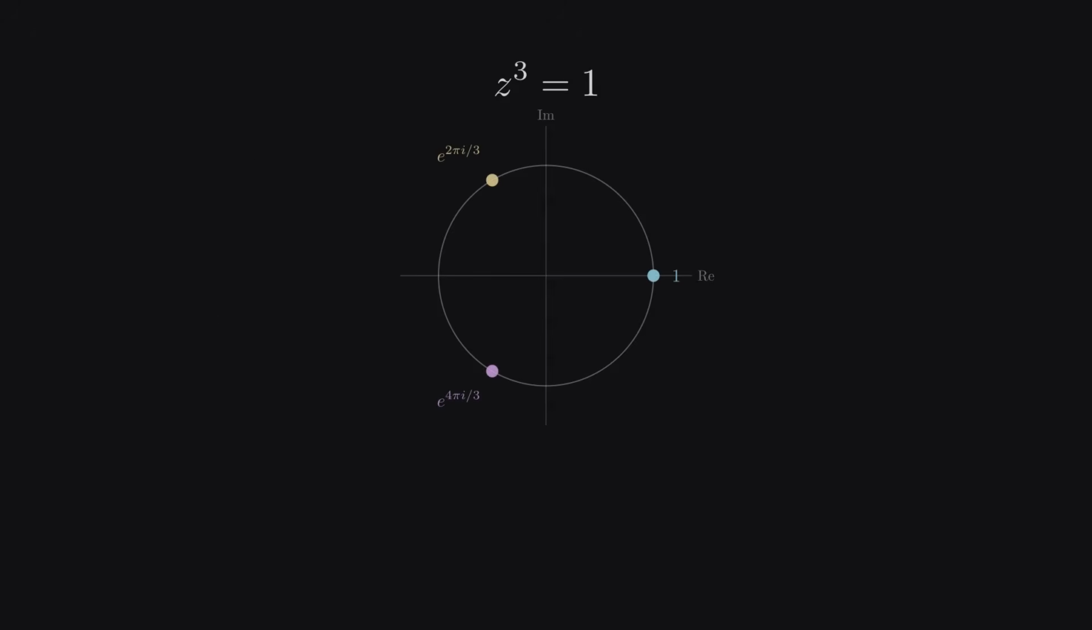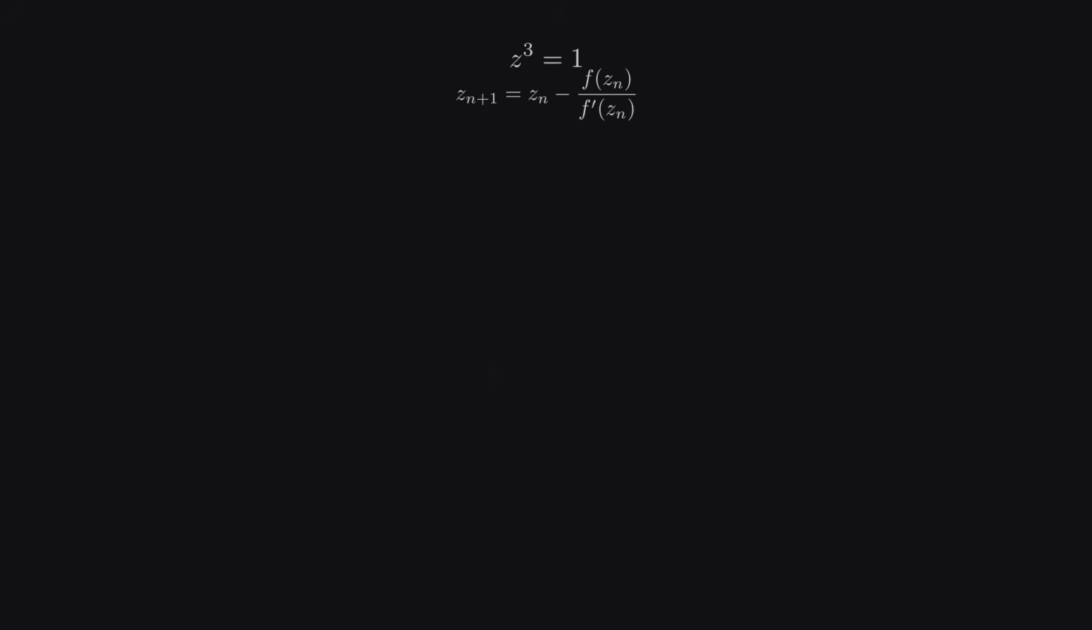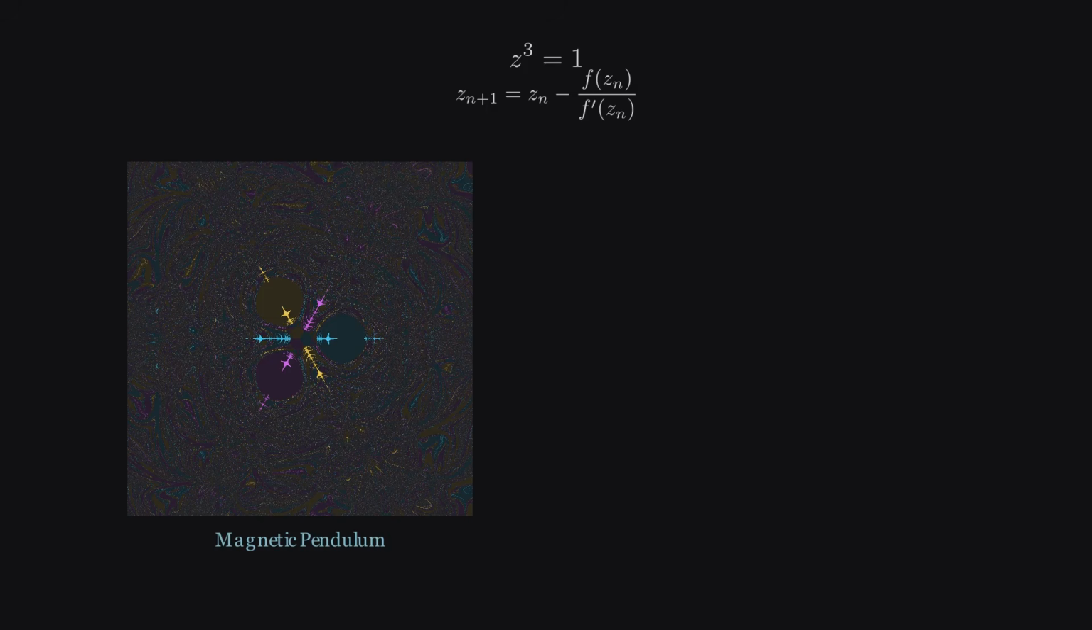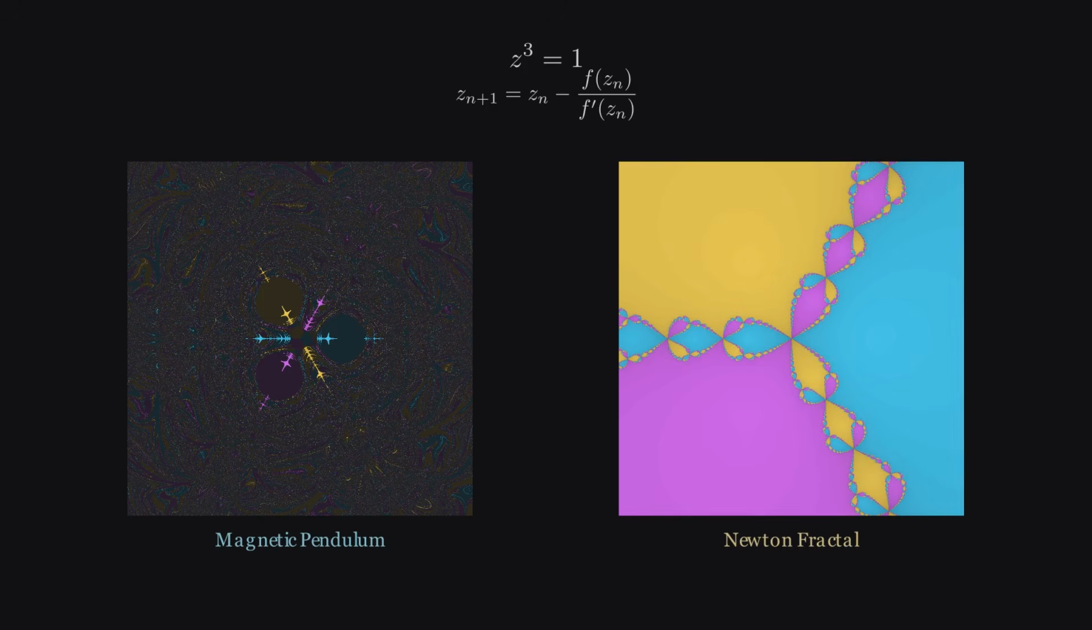Step away from physics entirely and enter pure mathematics. There's a purely mathematical system that produces an almost identical fractal to the magnetic pendulum. Take the equation z cubed equals 1. It has three complex roots, equally spaced on the unit circle, at exactly the same angles as our three magnets. Apply Newton's method to find these roots.